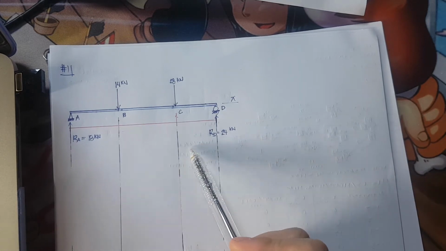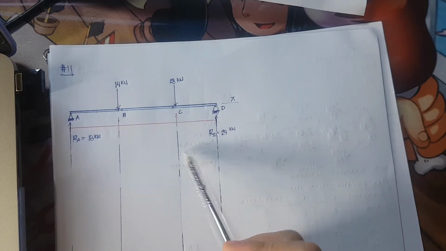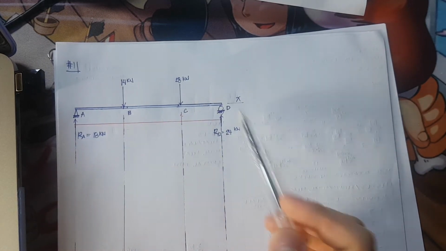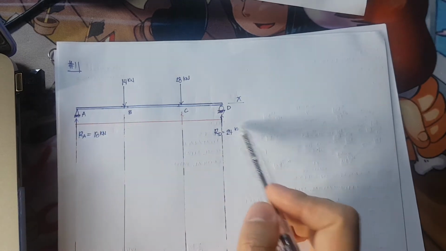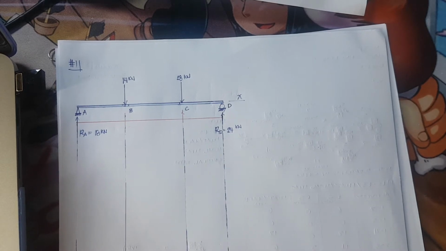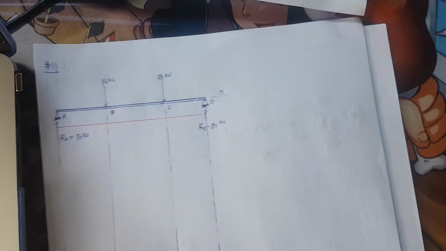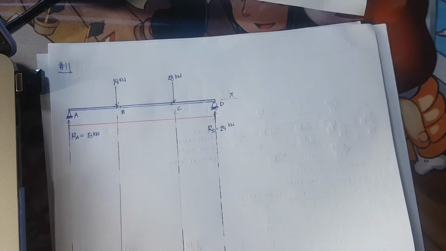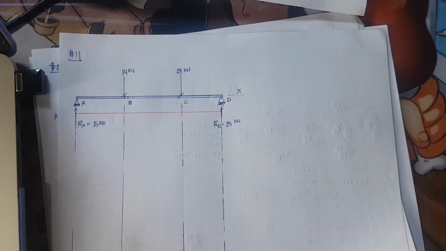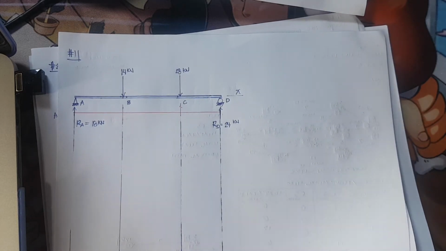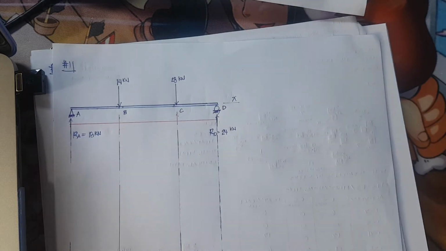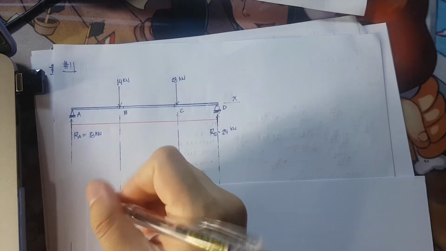For this problem, the book already gave us the values for RA and RD. At A, we have a pin support. Then at B, we have a roller support. In order to solve for the expressions, we are going to divide our structure into three segments. Okay, segment AB.